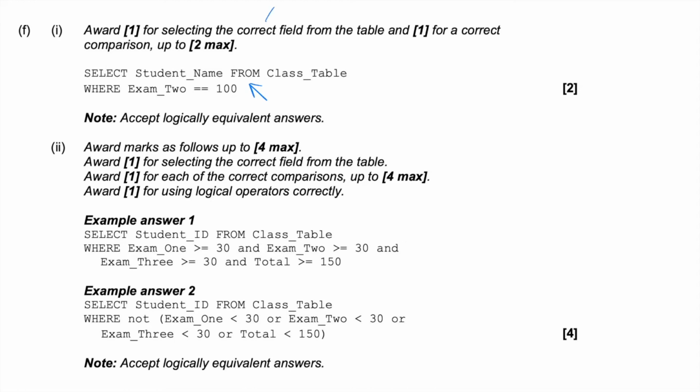So 1 point for selecting the correct field right here, 1 point for a correct comparison right here. It says accept logically equivalent answers, but I don't even really know what that would be. I feel like you just really need to write SQL.